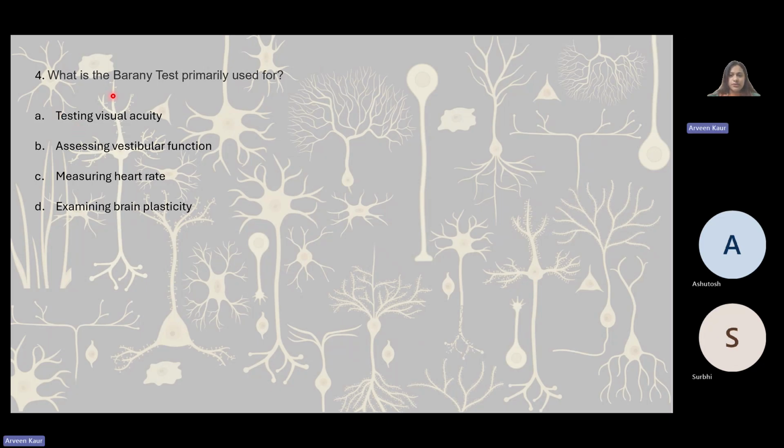Then coming to question number 4. What is the Barany test primarily used for? Right? So is it to test visual acuity, or assessing vestibular function, or to measure the heart rate, or to examine brain plasticity? Right? So which one of these is it primarily used for? It is actually used for assessing the vestibular function.